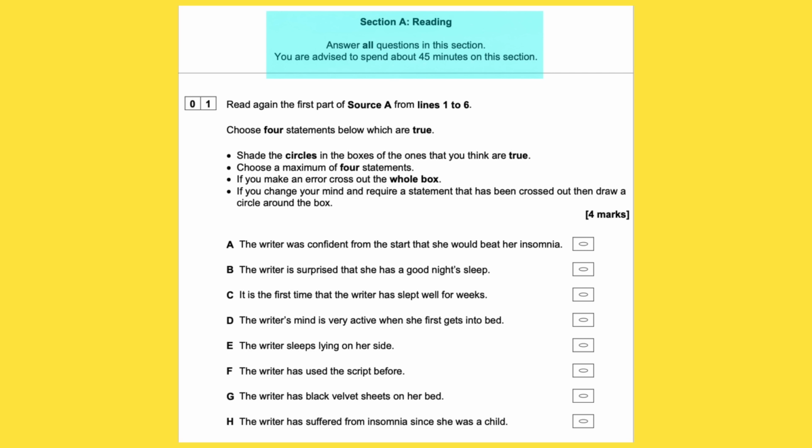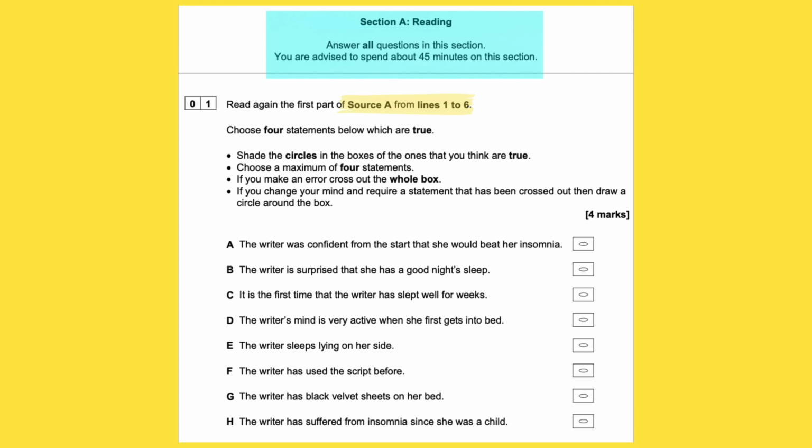This is super straightforward. You'll be given 8 statements and you simply tick the 4 that are true based on source A only. Now with this question, make sure that you read through all the statements properly and do not tick any statements which seem like an assumption. The second very important thing is to make sure that you are looking within the line interval. So here they've told us that they want us to look at lines 1 to 6 to find the 4 statements which are true. Okay, so let's do that.